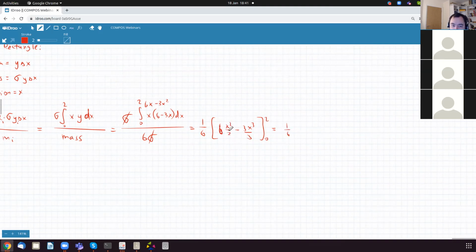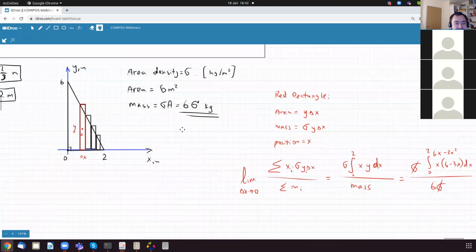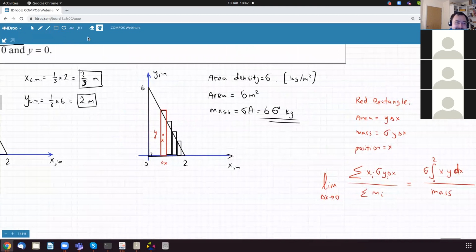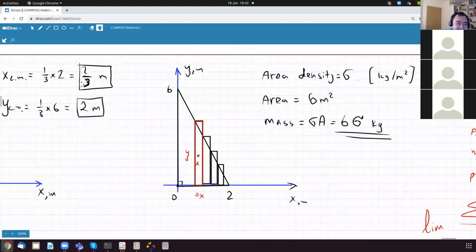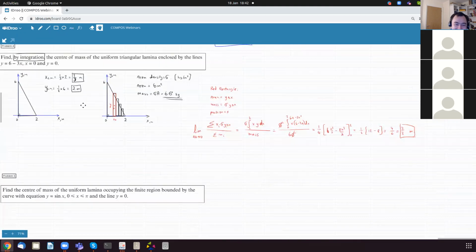So 1/6. Then x squared, so 2 squared is 4. So 6 times 4 over 2. That's going to be 12. 12 minus, so 3 cancels, minus 8. That's 4/6, and that's 2/3. Voila. We actually found by integration the same thing that we already knew, which is at the same time satisfying and not. Okay, x equals 2/3 meters.